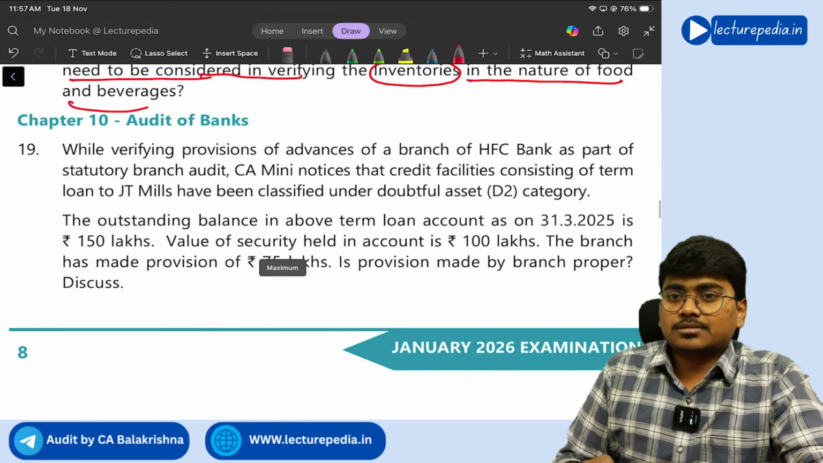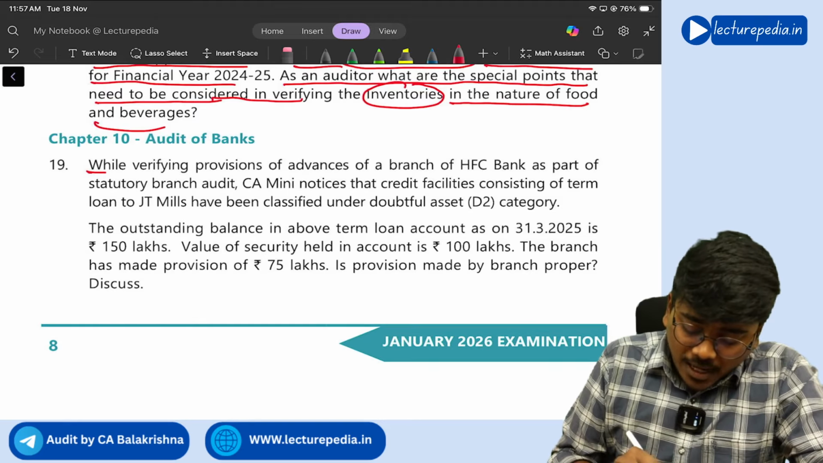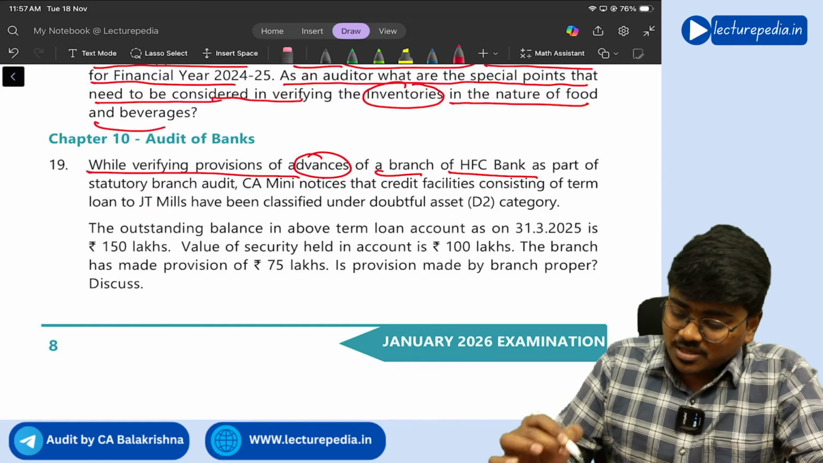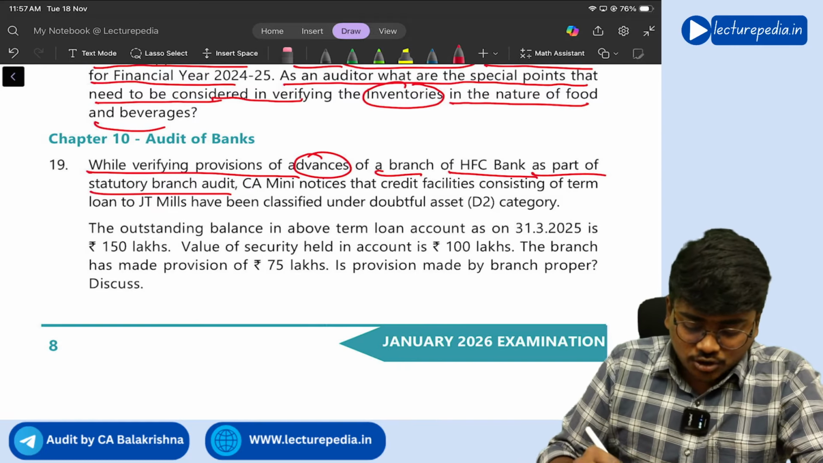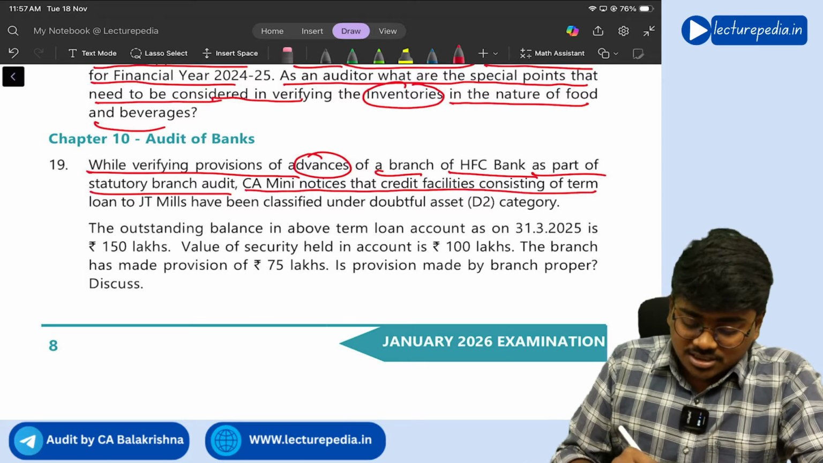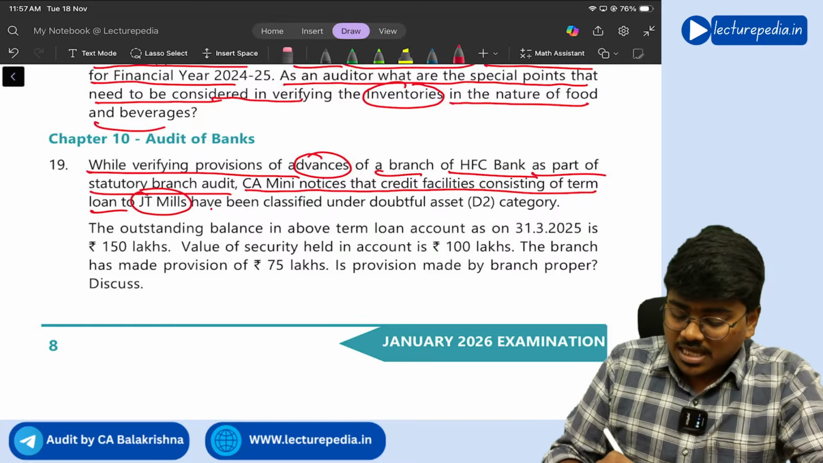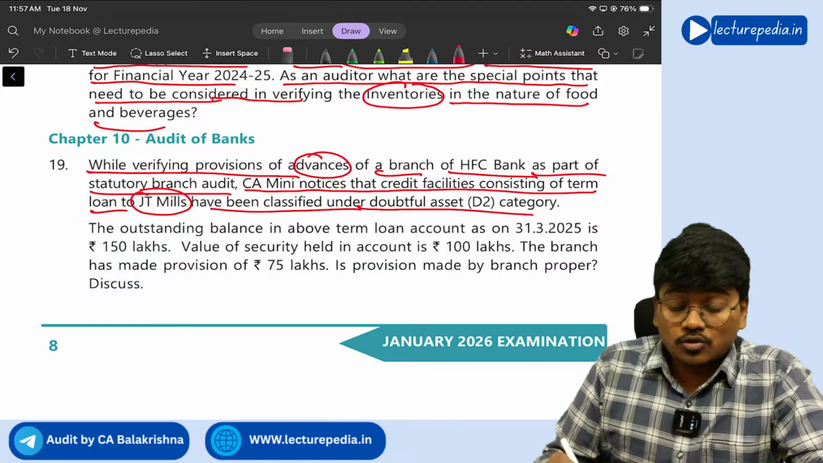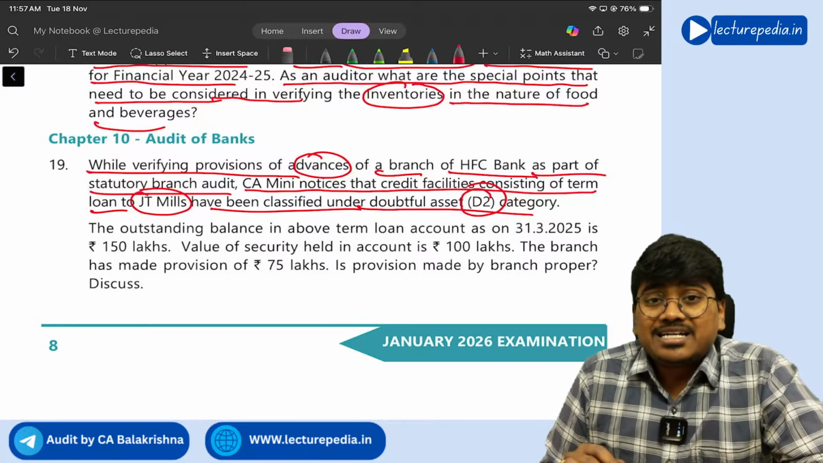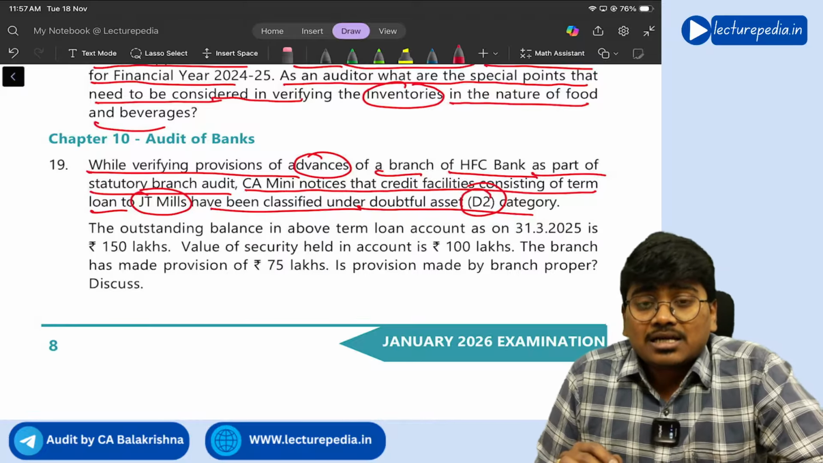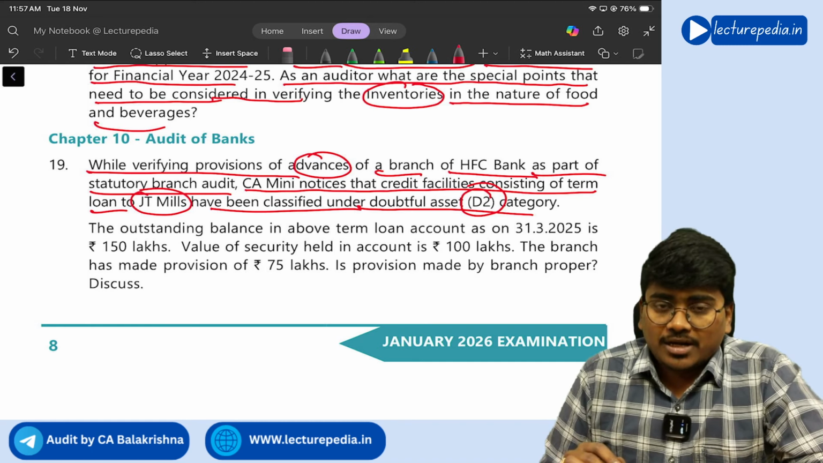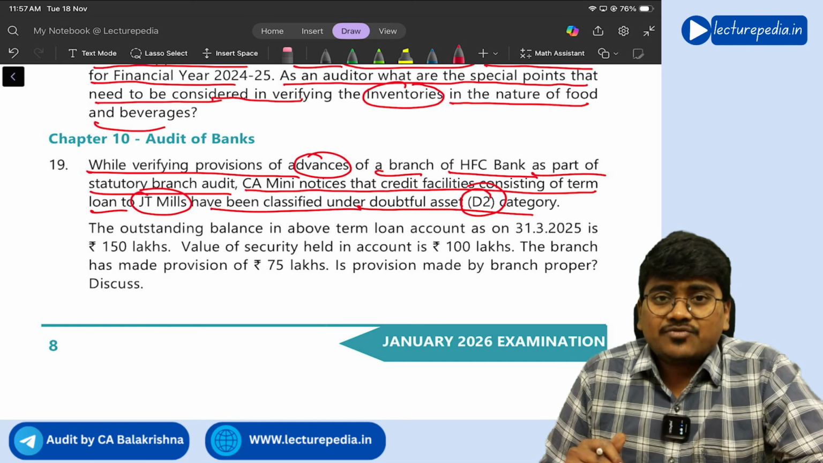Question number 19. While verifying provision of advances of branch of HFC Bank as part of statutory branch audit, CA notices that credit facilities consisting of term loan to JT Mills have been classified under doubtful D2 category. So they have been classified as D2. D2 means they are in the state of doubtful for more than 1 year, right? 1 year to 3 years, you will classify it as D2.